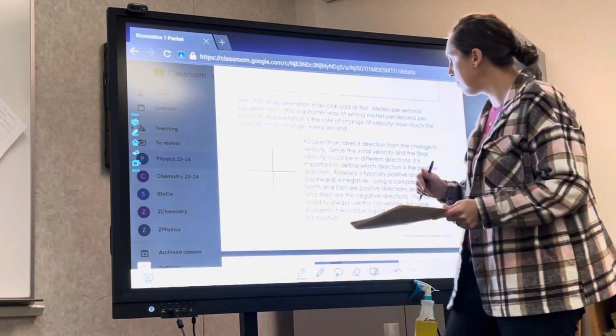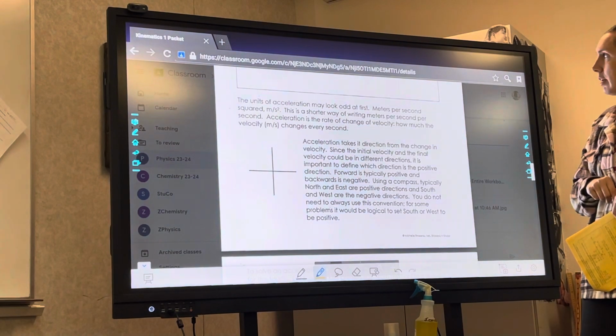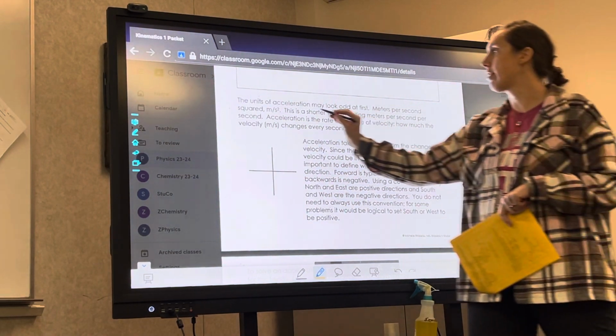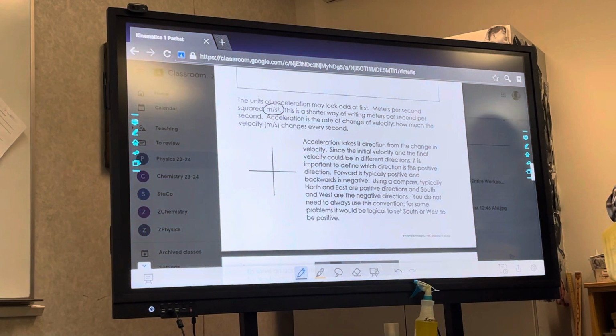So first off, the units of acceleration may look odd at first. Meters per second squared, fill that in. This is a shorter way of writing meters per second per second. Acceleration is the rate of change of velocity, how much the velocity in meters per second changes every second. Okay.